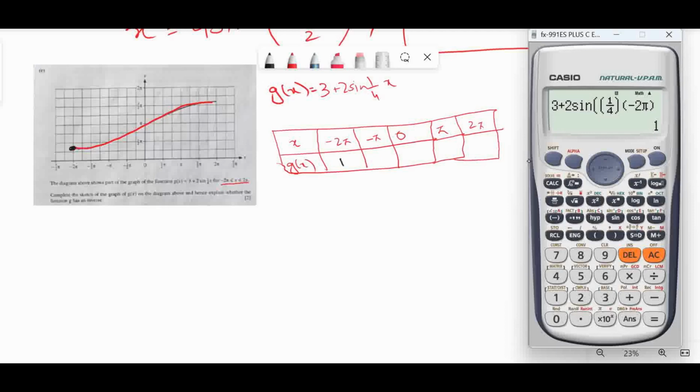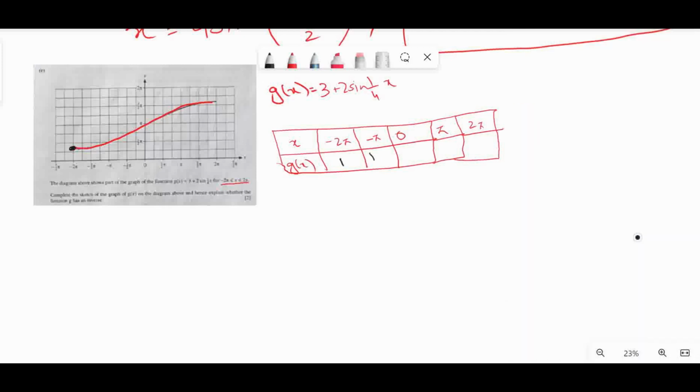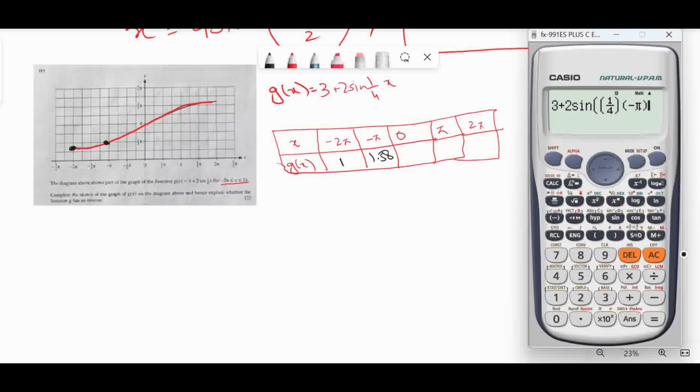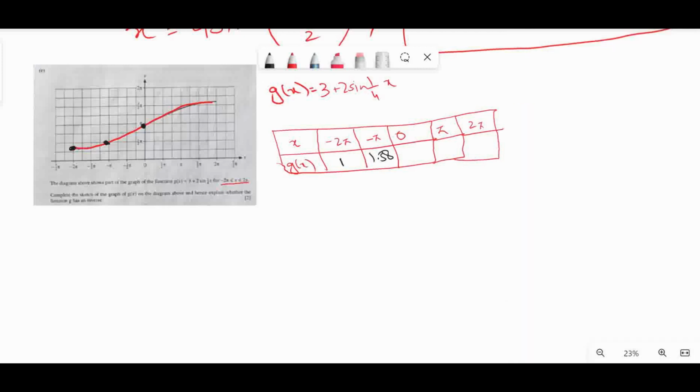Now minus pi. So in the same equation, this will be equal to 1.58. So 1.58 means that this will lie somewhere here. Now the next one is 0. So this will be equal to 3. You can see that it will be somewhere just below pi, because the value of pi is 3.14.